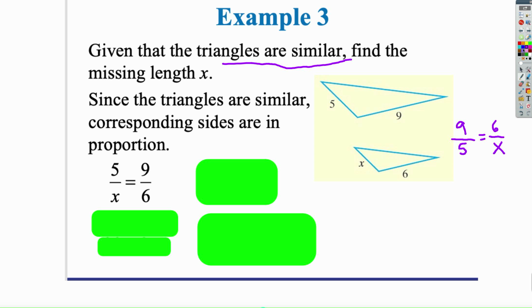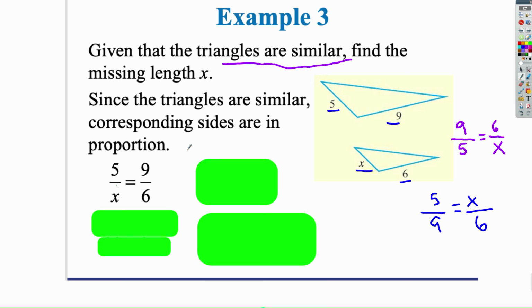I could set it up and say 5 over 9 equals, if I did it that way, I'd have to say x over 6. So I'm just keeping them lined up and corresponding. So in all three proportions that I've written here, I will get the same answer.